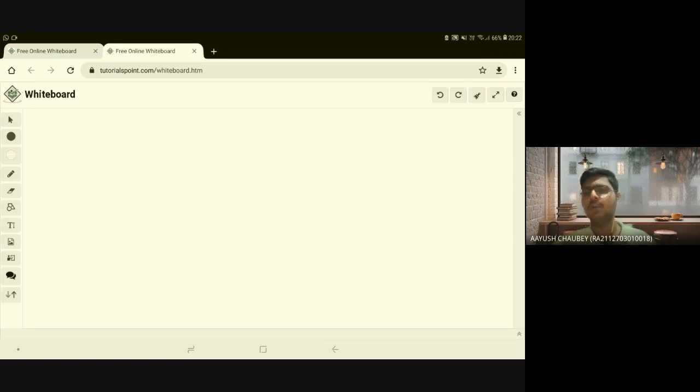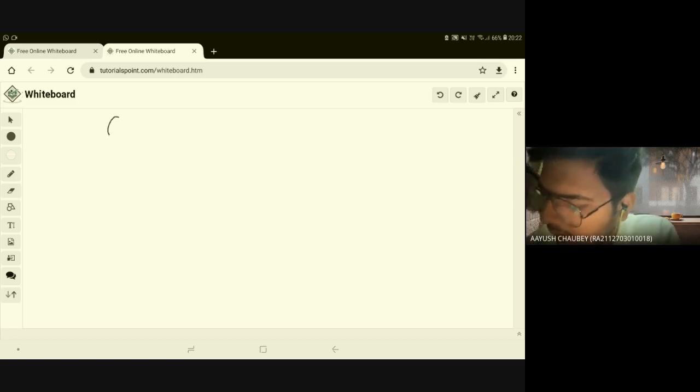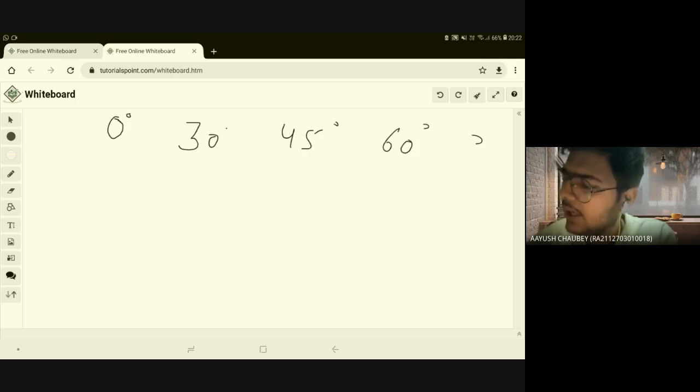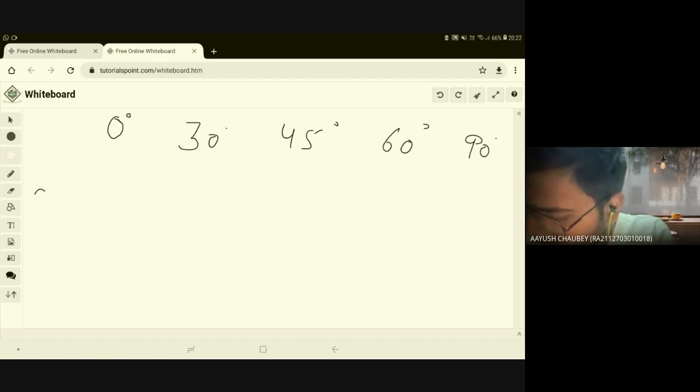As I told you, for some values of theta the values of sine, cos and tan are fixed, and you can just take their reciprocals to find the values of cosec, sec and cot. Let me tell you with a few angles, and I will also give you a trick to remember this. Just take 0 degree, 30 degree, 45 degree, 60 degree, and 90 degree. I will write sine, cos, tan in short form.